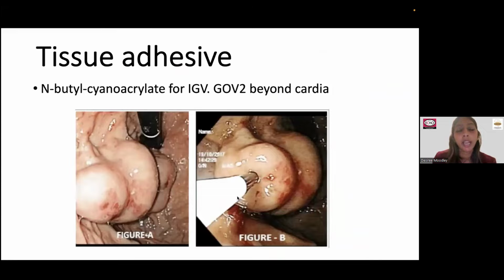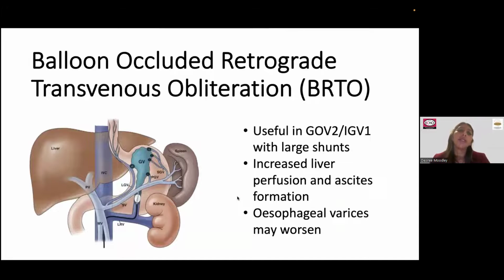So when you have an IGV or a GOV2 beyond the cardia, you can inject it with glue or N-butyl cyanoacrylate, as you can see here. Another option, if you have interventional radiology available, is balloon-occluded retrograde transvenous obliteration, also known as BRTO. This is useful in GOV2 and IGVs that have large shunts. It does result in increased liver perfusion, and this can worsen ascites and esophageal varices.